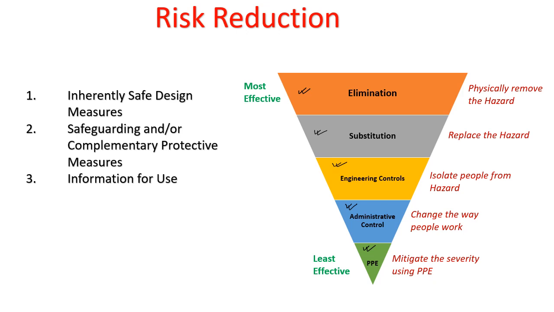So first is elimination. How will we eliminate the hazard? If there is some chemical we are using, can you stop using that chemical? We know that chemical is hazardous. If that chemical falls on your hand, that may burn your hand. So is it possible to eliminate using that chemical itself? If yes, then we should go for that. If not, then look for the substitution.